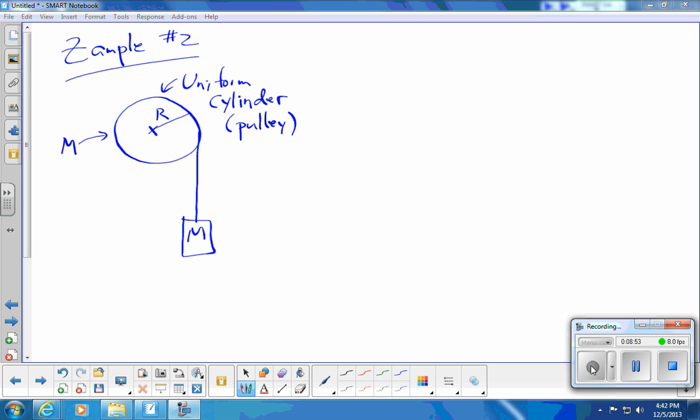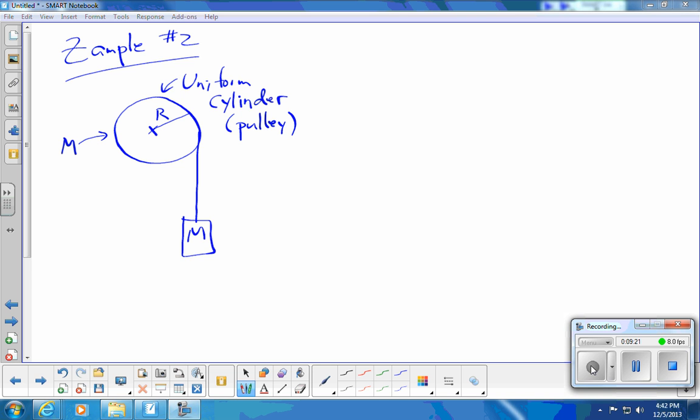Okay, boom, I have a second example set up here. And let me explain what we have. It's kind of like an Atwood machine, but with a mass only hanging from one side. What I have is a pulley and a mass. The string is presumably wrapped around the pulley, and the string won't slip off the pulley, so we've attached it on the pulley somehow, but it's wrapped around a couple times, so the mass can fall, and the string unwinds off the pulley, and this pulley will rotate.